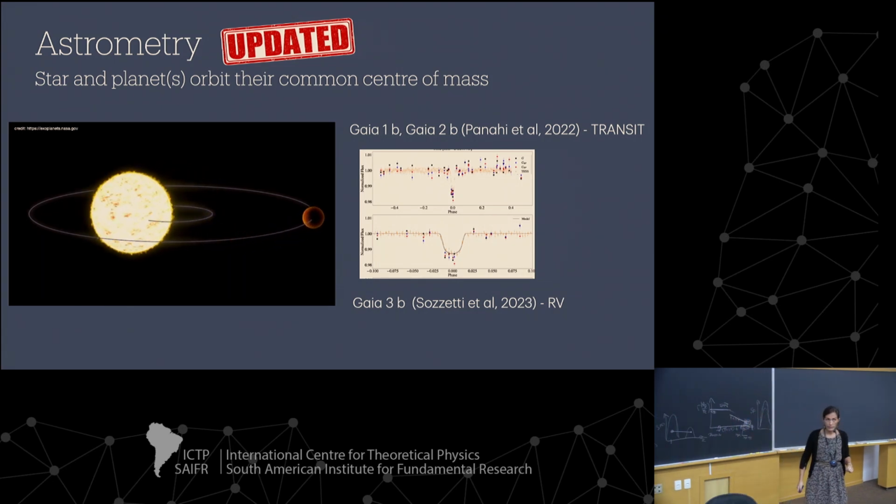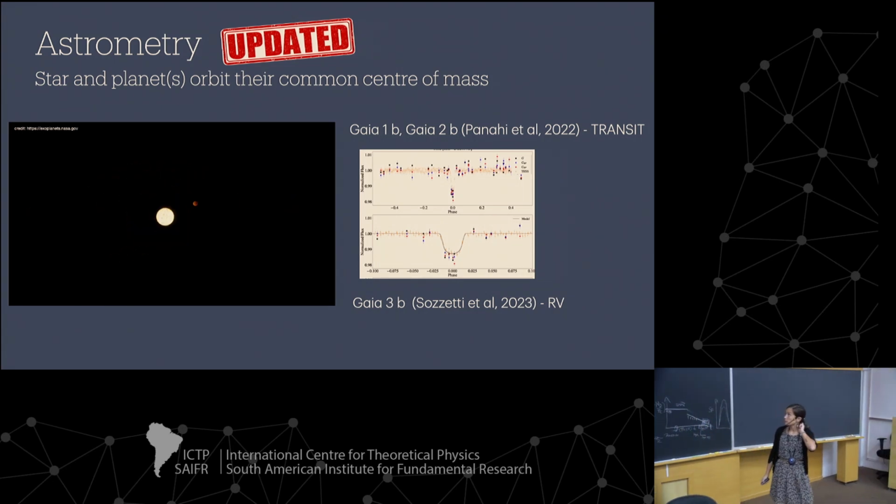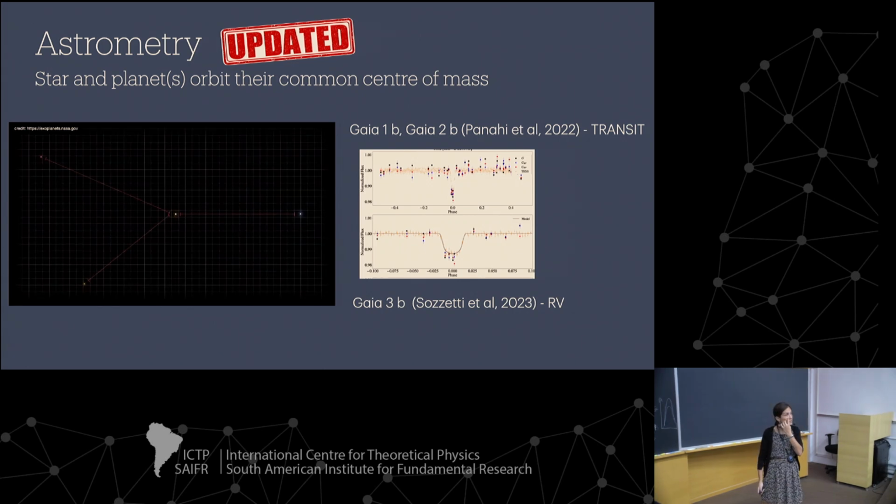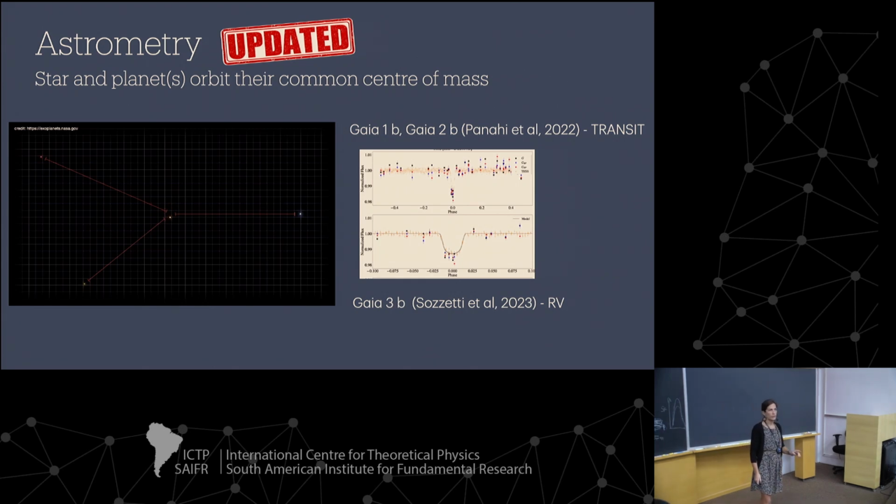The other update, and thanks Christina, that we discussed after the lecture yesterday. Yesterday I said that there was no exoplanet that was detected by astrometry, which is still correct, but it's not completely correct. We have 3 exoplanets that were detected by Gaia. They were not detected through astrometry, but they were candidates.